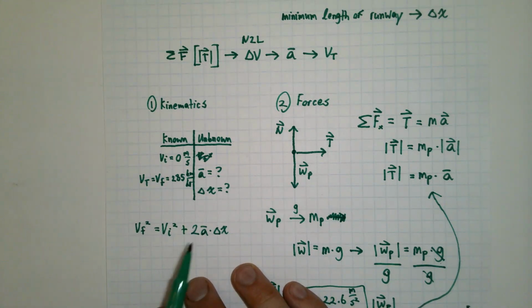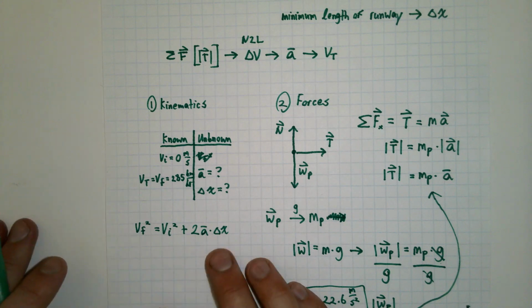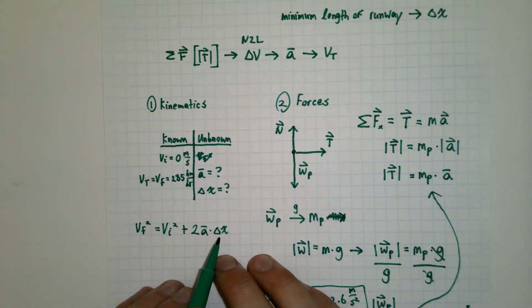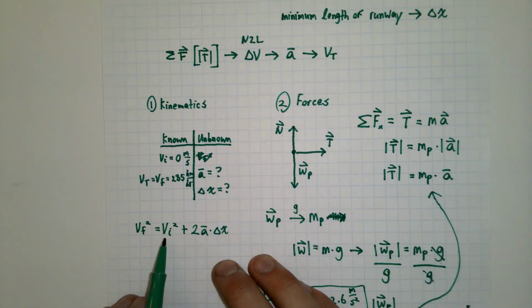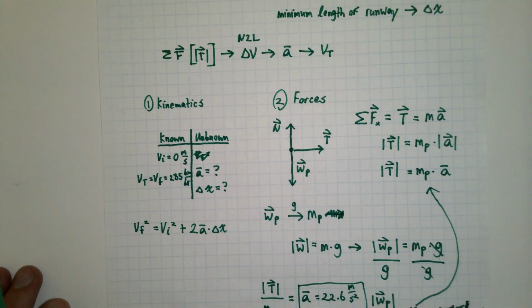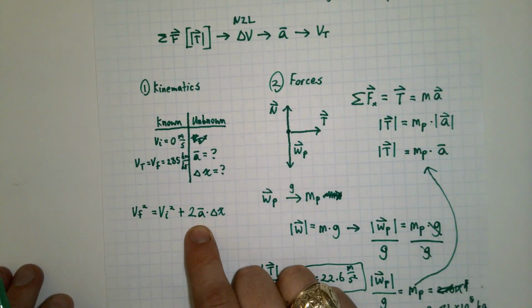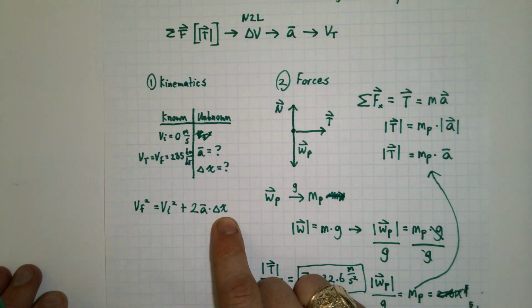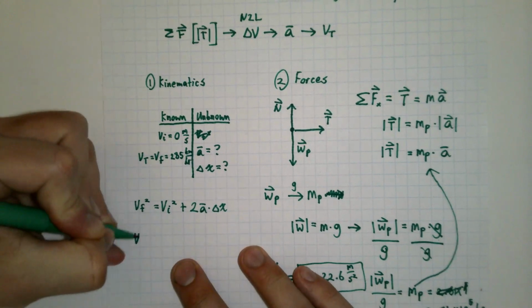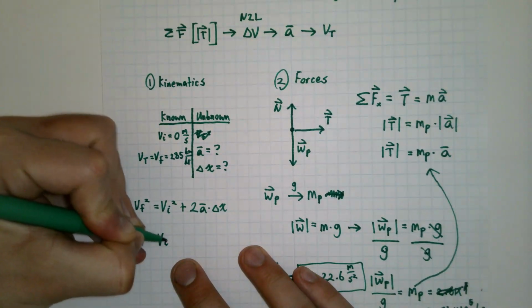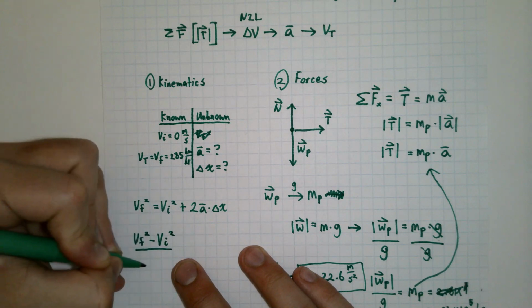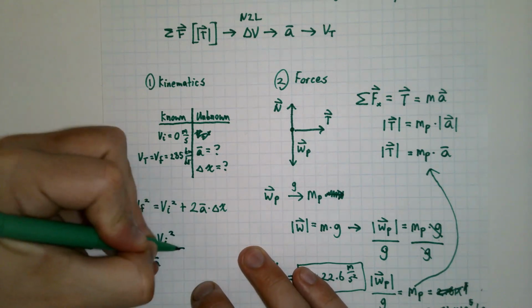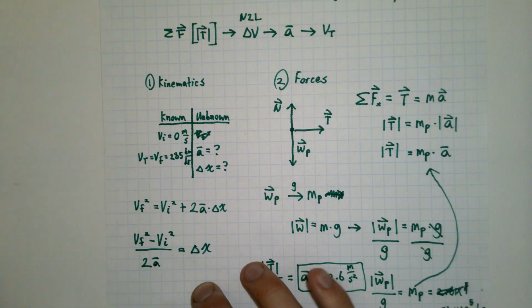We just found its acceleration, and what we're trying to find now is the length of runway, the displacement that the aircraft goes through in starting from 0 meters per second and ending up at 285 kilometers per hour. We'll rearrange this equation for change in position. I need to move initial velocity squared to the other side, and then divide by 2 times the acceleration. This gives me the change in position.